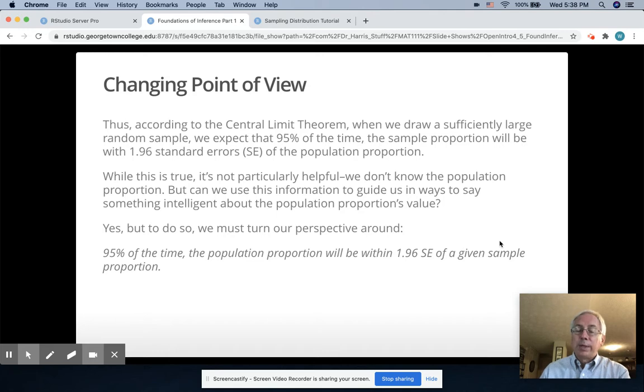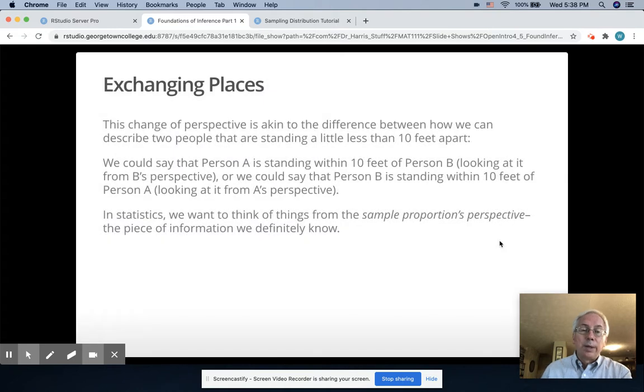So before we go in and try to repeat that, let me try to give you another example of what I'm trying to say here. Suppose that I'm person A in this scenario, and person B is one of you in the classroom. If you and I are standing within 10 feet of each other, then if you look at it from your perspective, you could say that I'm standing within 10 feet of you. But from my perspective, you're standing within 10 feet of me. And so that's the exchange of perspective that we're trying to get at here.